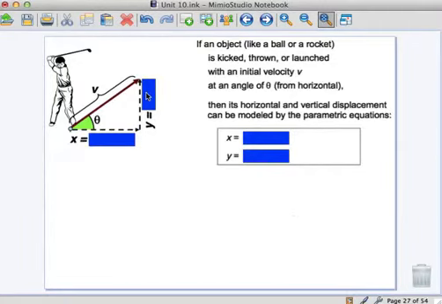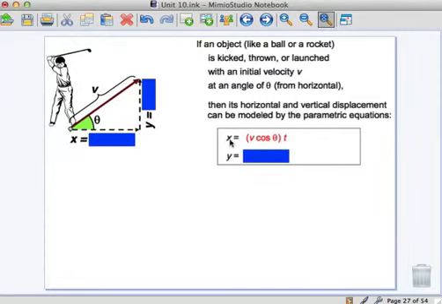All right, so if we have an object like a ball or a rocket that is kicked, thrown, or launched with initial velocity v at an angle of theta from the horizontal, then its horizontal and vertical displacement can be modeled by the parametric equations as follows. I'll show you the formulas first and then I'll explain how we're getting them.